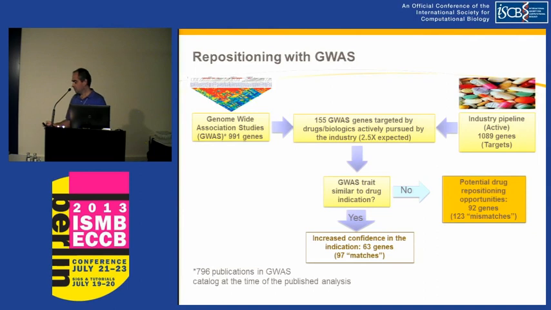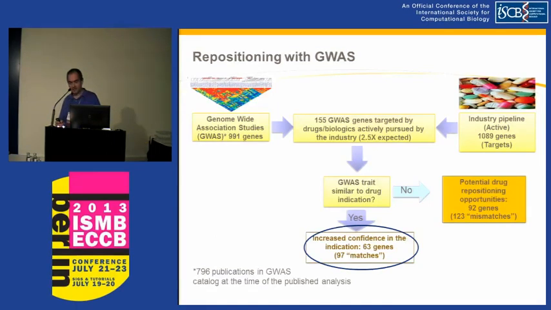And what we found was that you had 155 GWAS genes that were in common between the two, and these genes were, of course, because they are also coming from the pipeline, pursued by compounds and assets at different phases. So then we looked at the trait and the indication. We found there was increased confidence in indication for 63 genes. And of course, sometimes the gene matched to more than one disease. And for the potential drug repositioning opportunities, we had 92 genes.